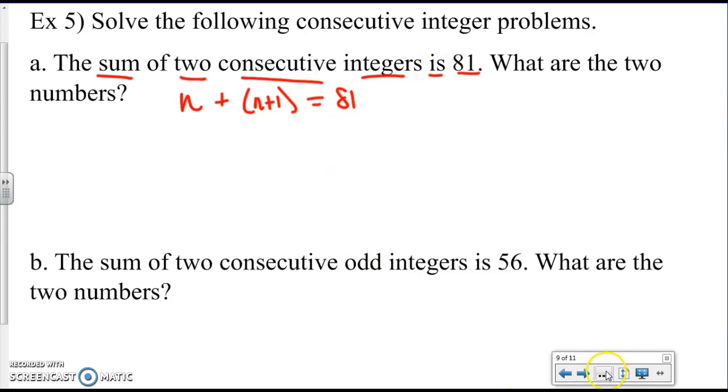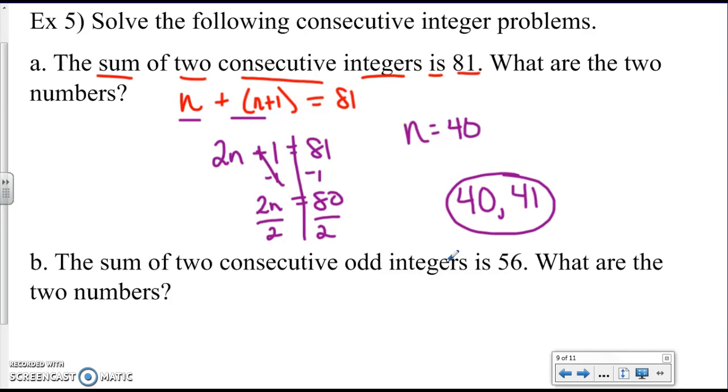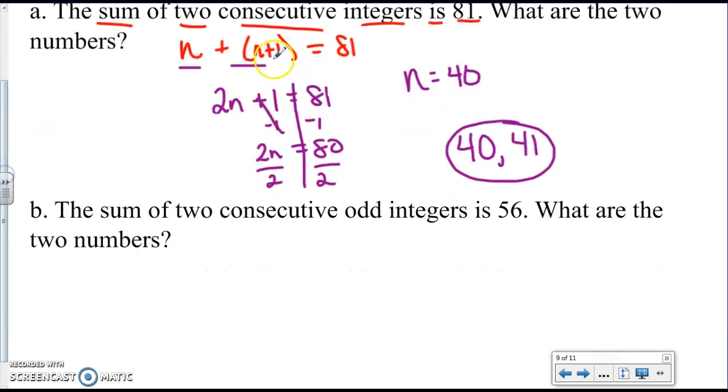So what we need to do here is we need to combine like terms. So I'm going to go ahead and add n plus n, which is going to be 2n, and bring down my plus 1. And then I'm going to solve. So subtract 1 from both sides to get 2n equals 80, and divide by 2. So I get n, or my first number, is 40. We need to know what the 2 numbers are, so my first number is 40. My next number after 40 is 41. Okay, so if it says 2 consecutive integers, you're going to use n and n plus 1.